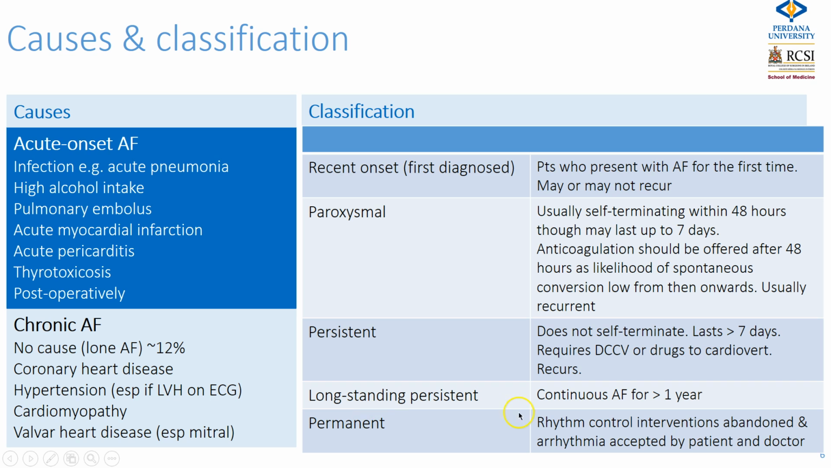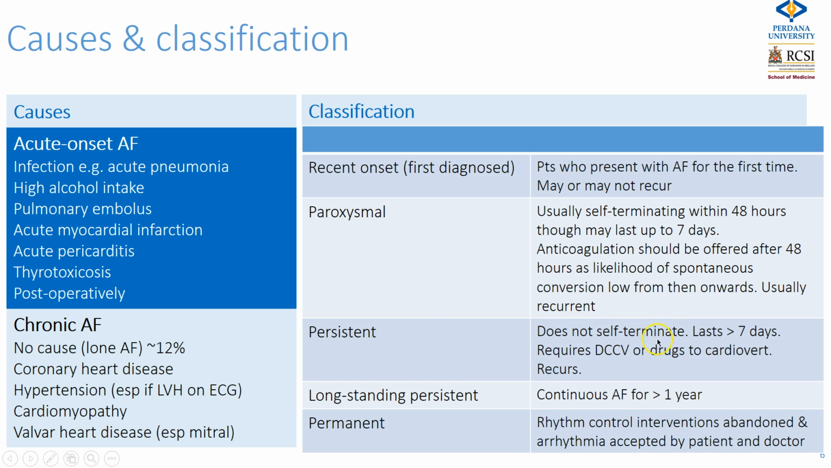It is classified according to whether it's acute or recent onset, paroxysmal, persistent, long-standing persistent, and permanent. Generally speaking, if it's acute, first onset, you may refer those patients for cardioversion, but we'll discuss that later under management. Paroxysmal AF consists of bursts of atrial fibrillation that terminate within 48 hours usually, and in fact usually much earlier than that, but they may take up to 7 days. If it's lasting more than 48 hours, then these patients should be put on anticoagulation because the likelihood of spontaneous conversion thereafter is low, and it is usually recurrent.